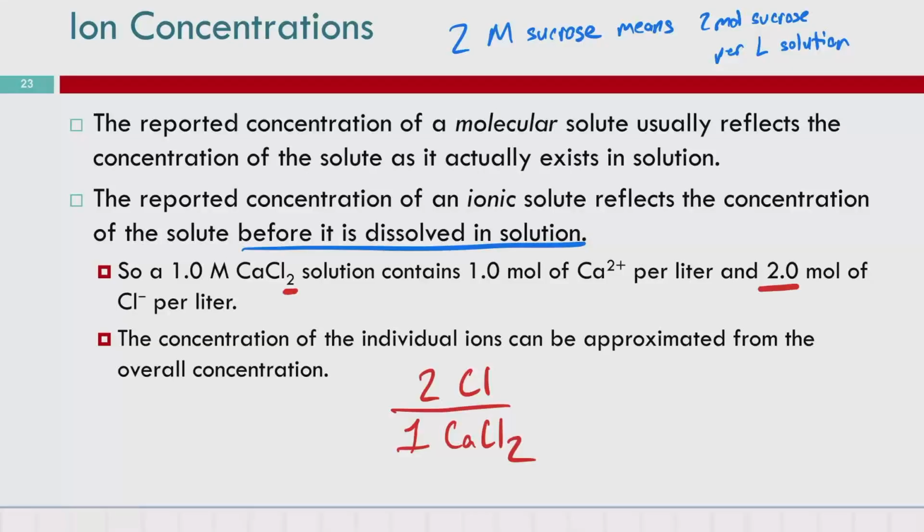Two Cl per 1 CaCl2. So if we're starting with 1 molar CaCl2, calcium chlorides cancel, it'll be 2.0 molar Cl minus. So it's sort of like we're doing a little bit of stoichiometry, but it's like the light version, L-I-T-E, light version.